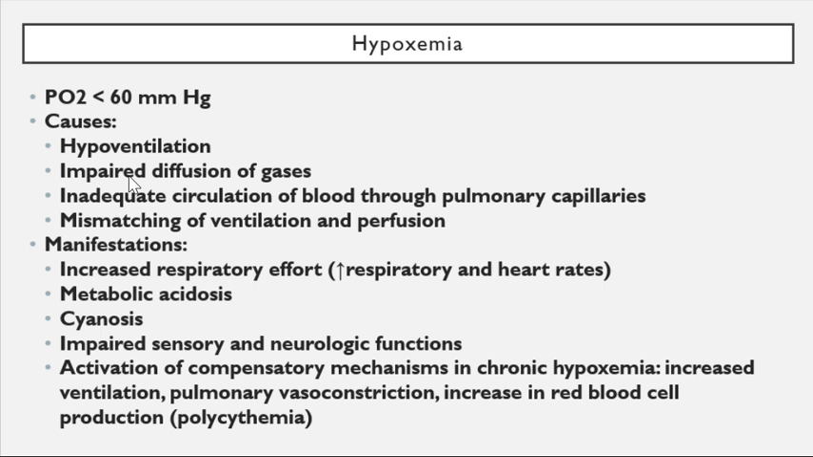So hypoxemia is where you have less oxygen in your blood, around 60 millimeters of mercury of oxygen. It can be caused by hypoventilation, impaired diffusion, inadequate circulation of blood through the pulmonary capillaries, and mismatching of ventilation and perfusion. It manifests itself with increased respiratory effort. You don't have enough oxygen in your body, so your body's trying to compensate and breathe more to increase the amount of oxygen that goes into your body. But if there's something blocking that proper exchange, sometimes those compensatory mechanisms aren't enough.